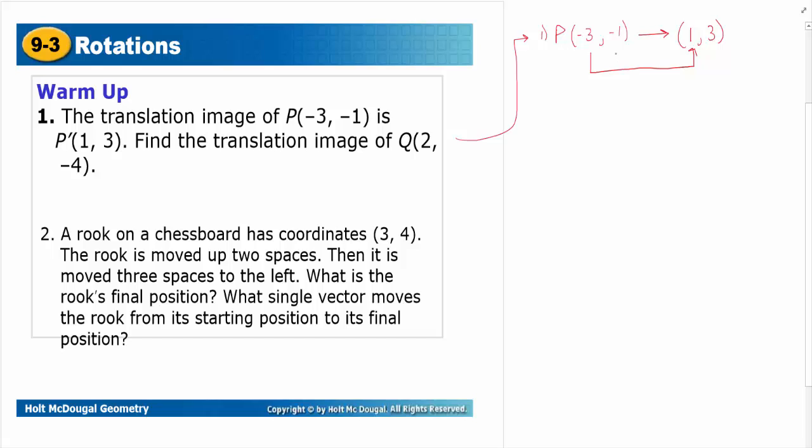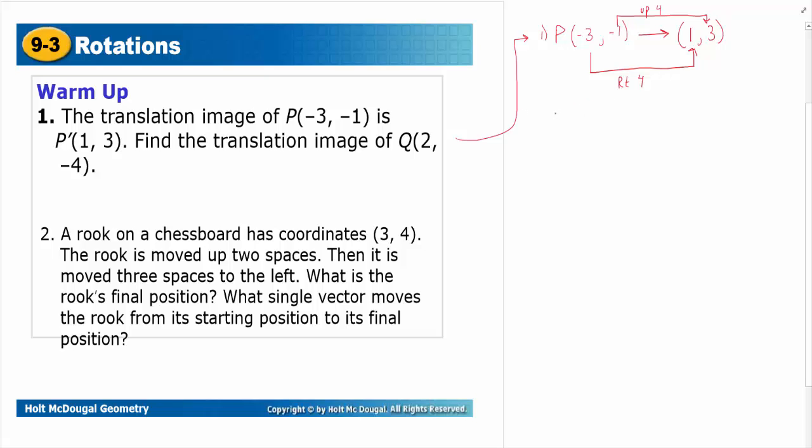First part, we're going from -3 to 1, so that's going to go right 4. And then we have our -1 to 3, which is the same basic premise. You're going up 4 in this case. So that's giving you your translation rule.